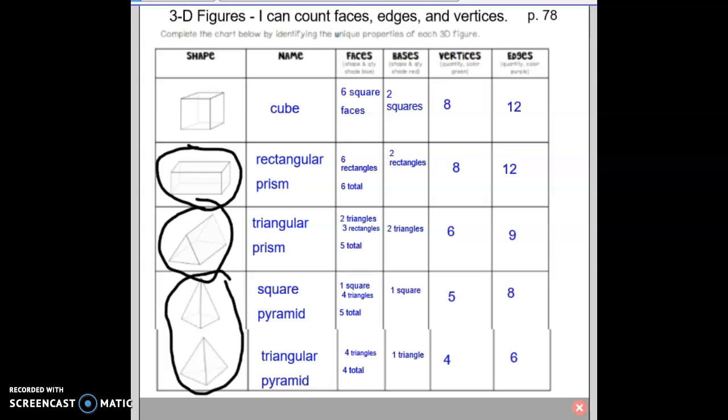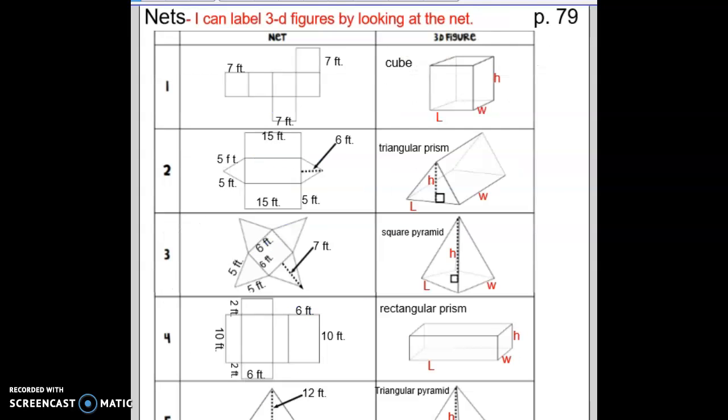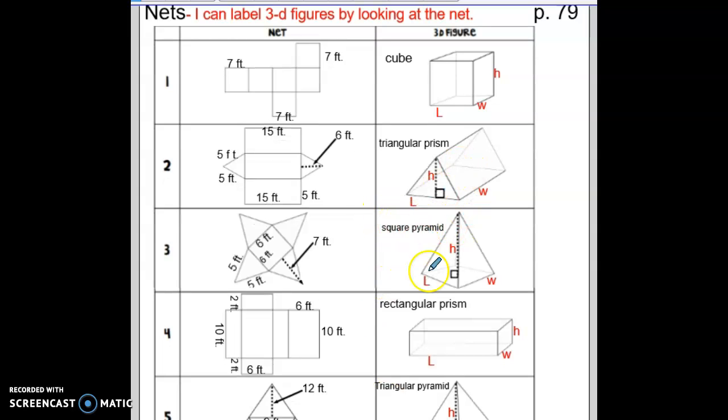Okay, so by now, if you follow the directions for today's e-learning assignment in Google Classroom, you should have already copied the information on page 79. Now I know that this is a lot of drawing. Your figures don't have to be perfect, but I did want you to do the best you can to draw the net and the 3-dimensional figure that you see, and also you should have named the 3-dimensional figure.